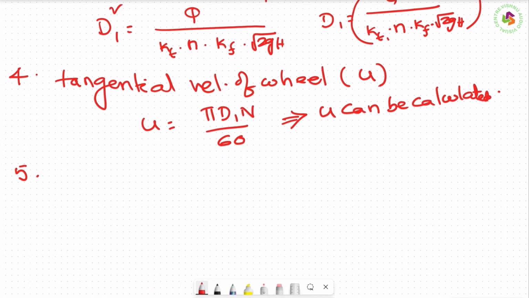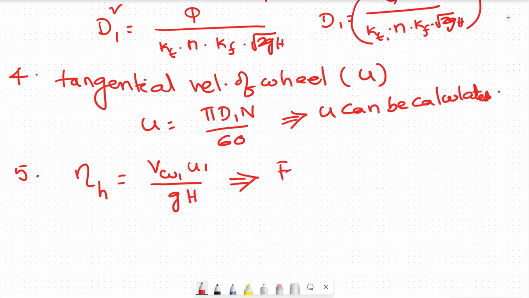When I am moving towards the vane angles, the first thing I use is the hydraulic efficiency equation. The hydraulic efficiency equation is Vw1 U1 by gH. For Francis turbine, because the discharge is radial at the outlet, Vw2 is equal to 0. So this is for Francis turbine.